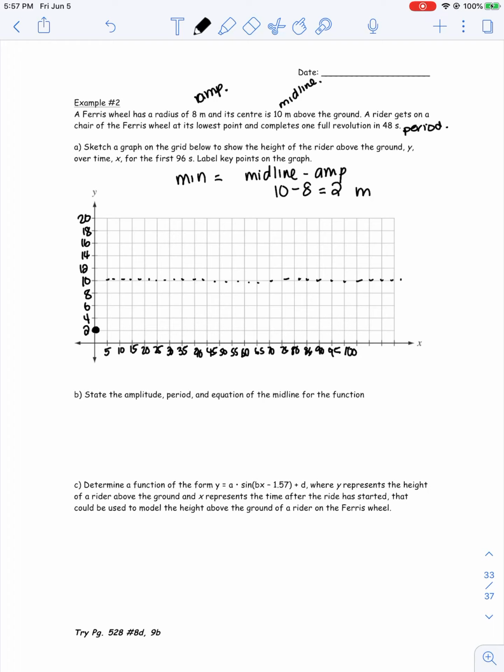And then that's going to repeat. It's going to return to that same starting point 48 seconds later. So at 48 seconds later, approximately that, put another height at 2. So that's going to be the minimum of your graph.